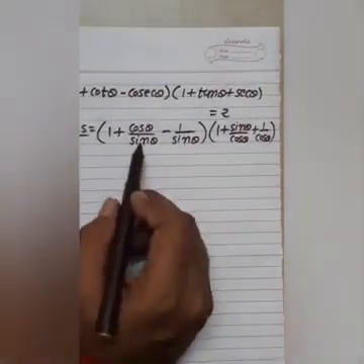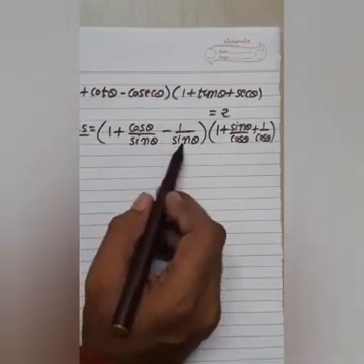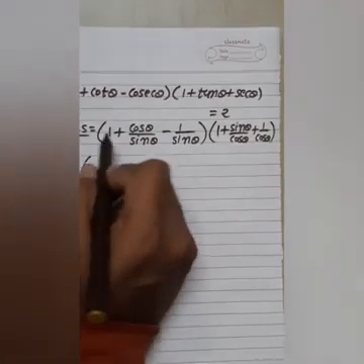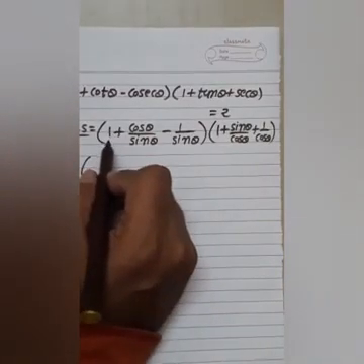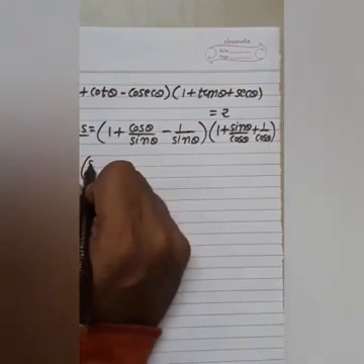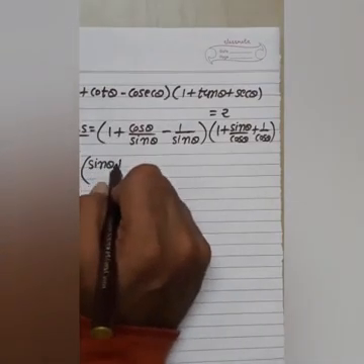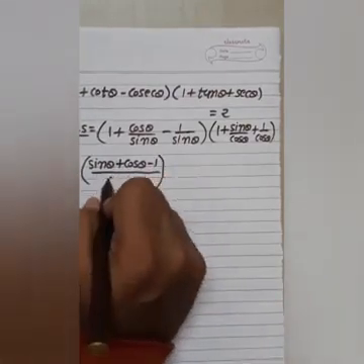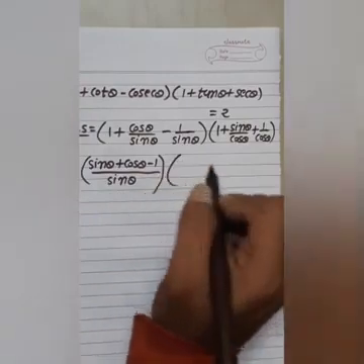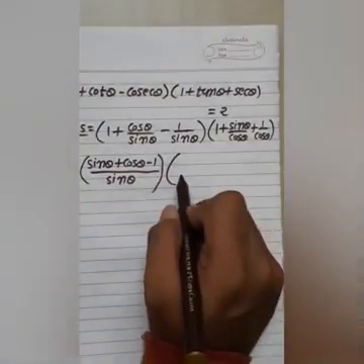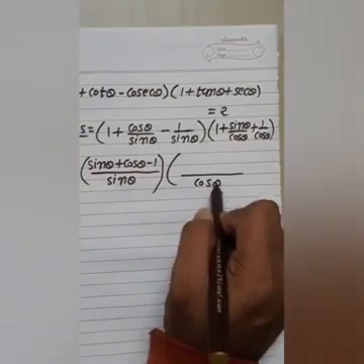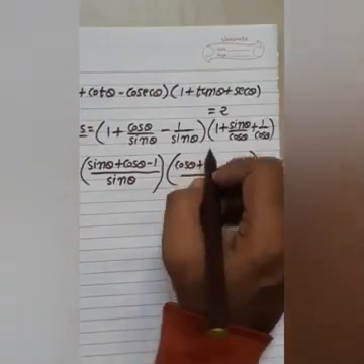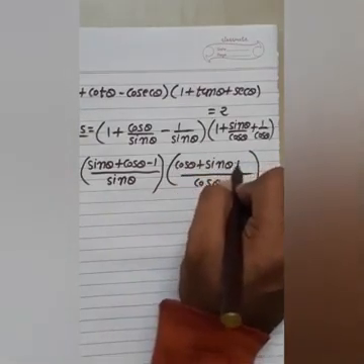Now here the LCM in the first bracket is sin theta, and in the second bracket cos theta. But in the first term sin is not present in the denominator, so here multiply. So 1 into sin theta, that means sin theta plus cos theta minus 1 upon sin theta. In another bracket our LCM is cos theta. So cos theta multiplied with 1, so cos theta plus sin theta plus 1.